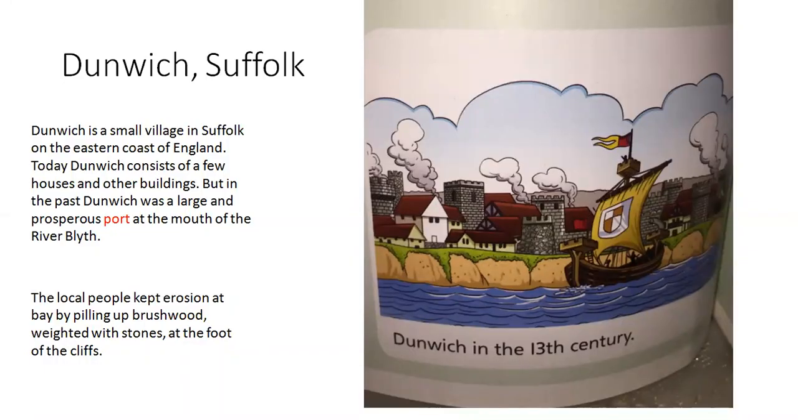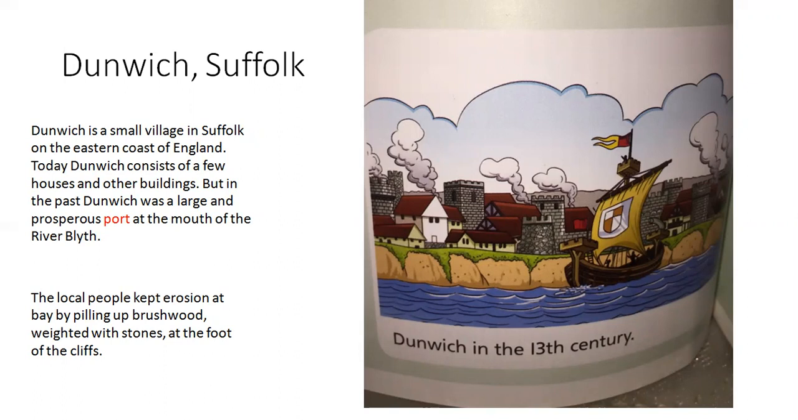Now we have Dunwich, Suffolk, which is a small village on the eastern coast of England. We're going to read about it right now. Dunwich is a small village in Suffolk on the eastern coast of England, and today it consists of a few houses and other buildings. But in the past, Dunwich was a large and prosperous port at the mouth of the River Blythe. What a port means is basically a place, for example Port Sudan, where all the ships come in to dispose of their goods or any sort of heavy trading or importing coming from overseas.